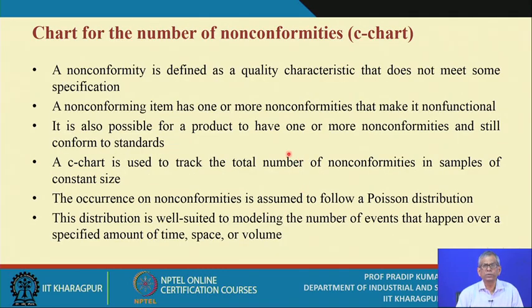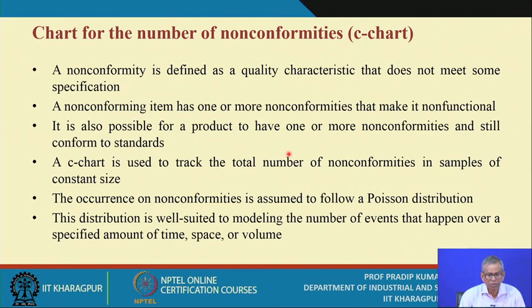Now referring to the C chart. When you use a C chart, you are trying to control non-conformities. What is a non-conformity? A non-conformity is nothing but a defect. A product, an item, may have several kinds of defects, so it is your responsibility to identify these defects against a particular item.